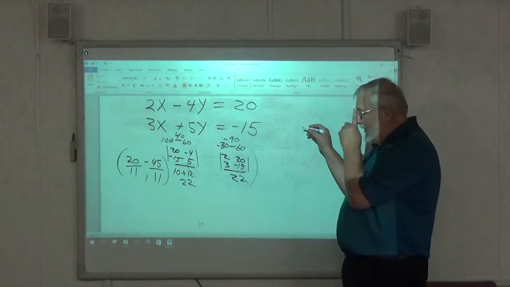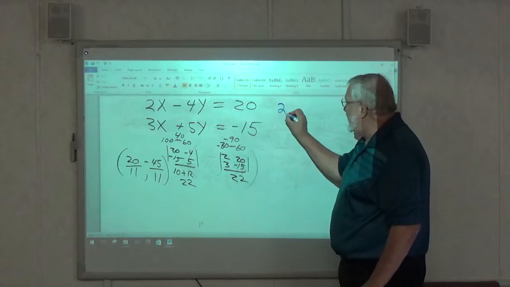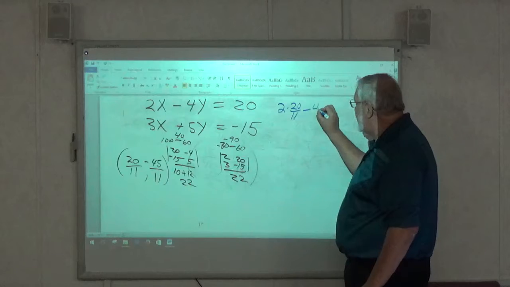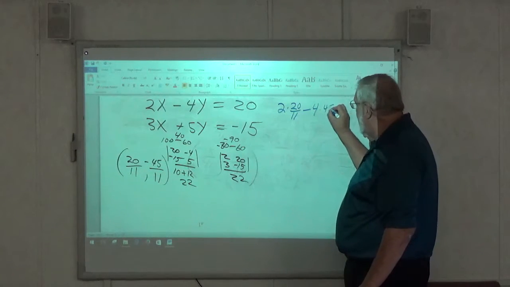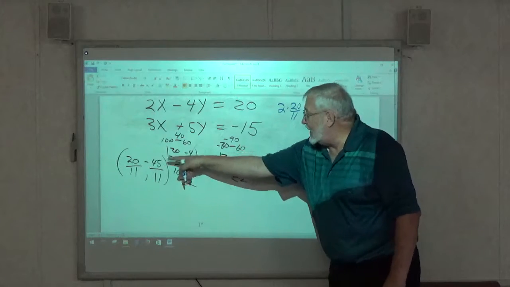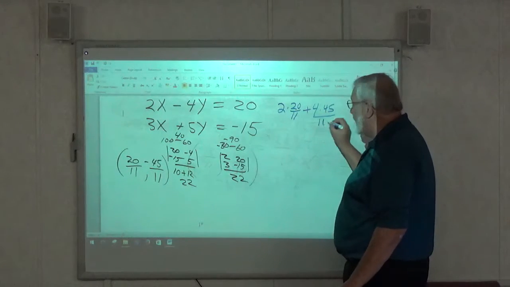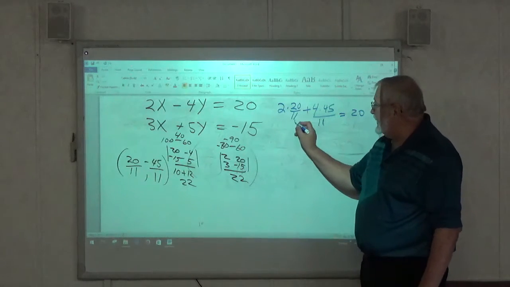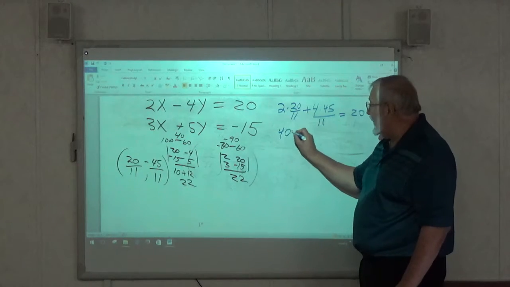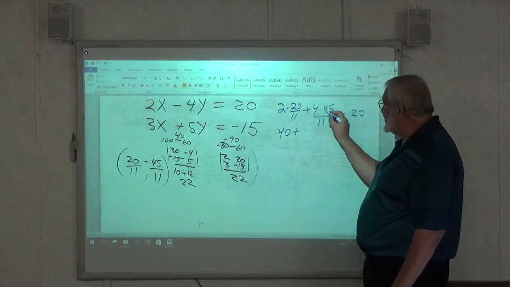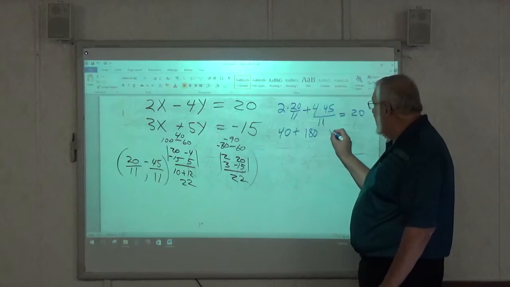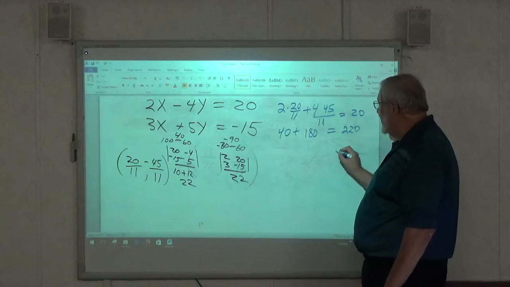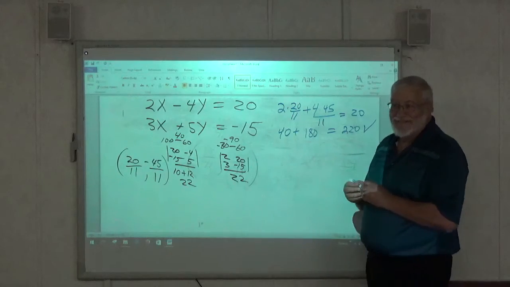Backwards, okay. So now, let's see, this is 2 times 20 over 11 minus 4 times 45, and it's negative, right? So that's plus 45 over 11 equals 20. Multiply everything by 11, and the 11s will cancel, and this will be 40 plus. When I do that, I got 16, 18, and 11 times this. Yes, sir. Check. We'll go with that.